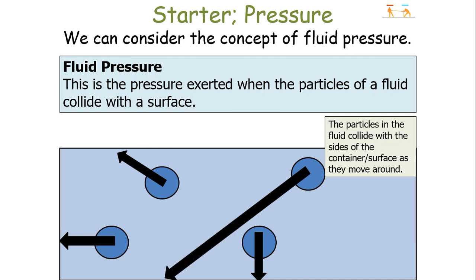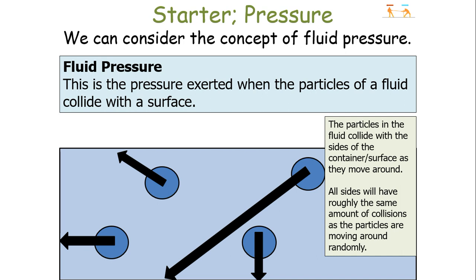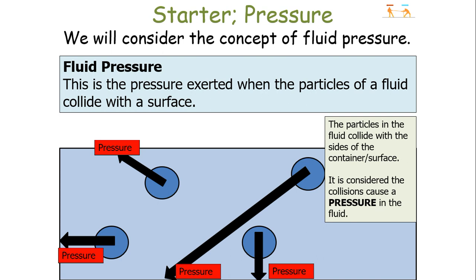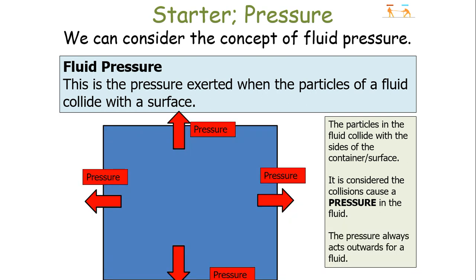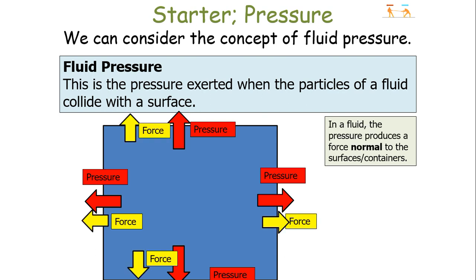As they move around, they will collide with the sides of the container or surface. As all sides will have roughly the same amount of collisions, as the particles are moving around randomly, this collision will cause a pressure in the fluid. So the collisions of the particles with the side of the container or a surface will cause a pressure in that particular fluid. The pressure always acts outwards for a fluid, and the pressure produces a force normal to the surface or to the container.